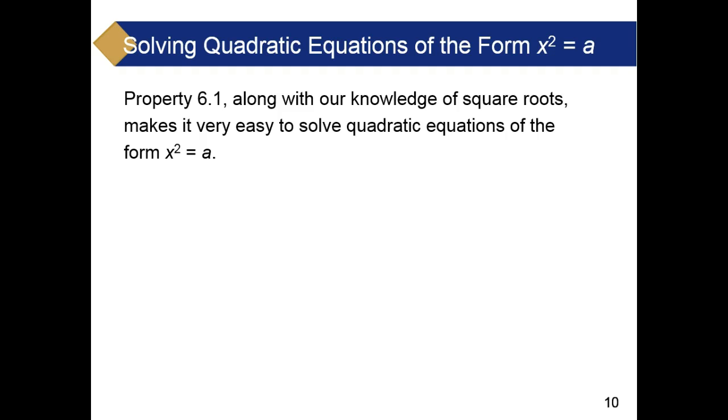Now that property 6.1, along with our knowledge of square roots, which we're going to learn more about later, makes it very easy to solve quadratic equations of that form. Rather than subtracting and then factoring, just take the square root of both sides, as long as you remember what? Plus or minus. The right-hand side, when you take the square root, is going to be plus or minus.